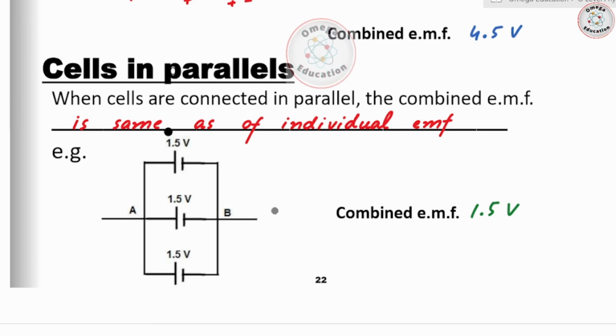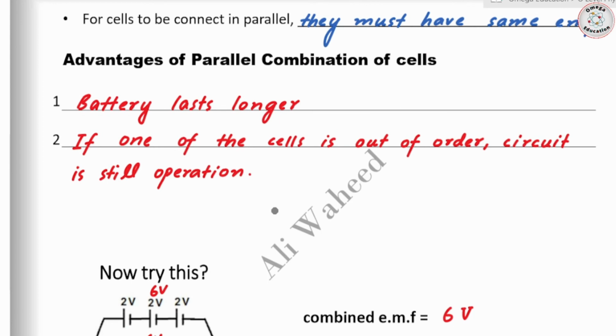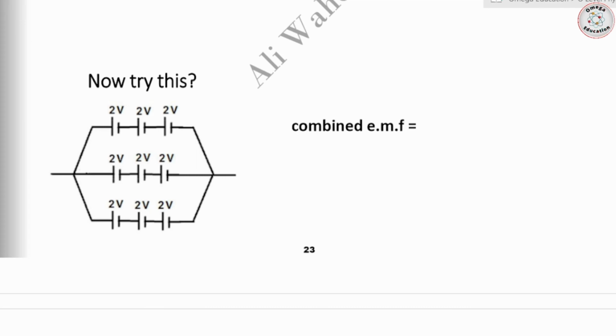Now the thing is, if the voltage or the EMF remains the same, then why do we need to combine cells in parallel? The answer is, we have two major advantages. The first one is that the batteries will last longer, so we get more battery time. And the other one is, if one of the cells is out of order, the circuit is still operational. The combined EMF.